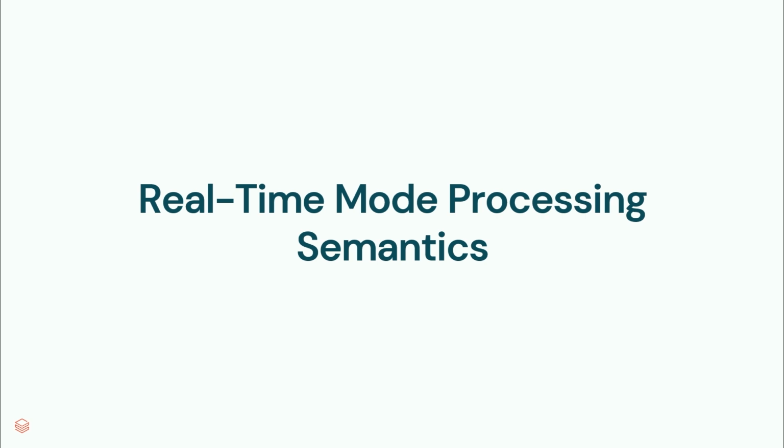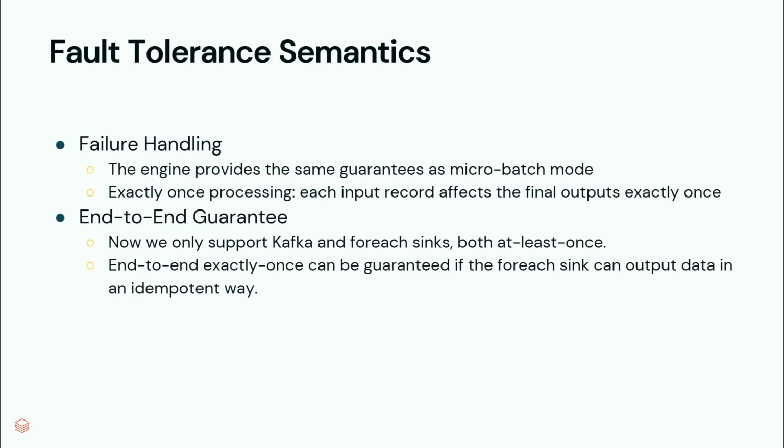So let me go over the processing semantics. That's one of the interesting topics of real-time mode. Pretty straightforward as well. We guarantee the same processing guarantees as the existing execution modes, like micro-batch mode. The same exactly-once processing guarantee is maintained. We can get into a whole talk about what exactly-once is, but here is a best attempt at summarizing it: each input record affects the final output exactly once. So that is maintained. Let me talk about end-to-end guarantees.